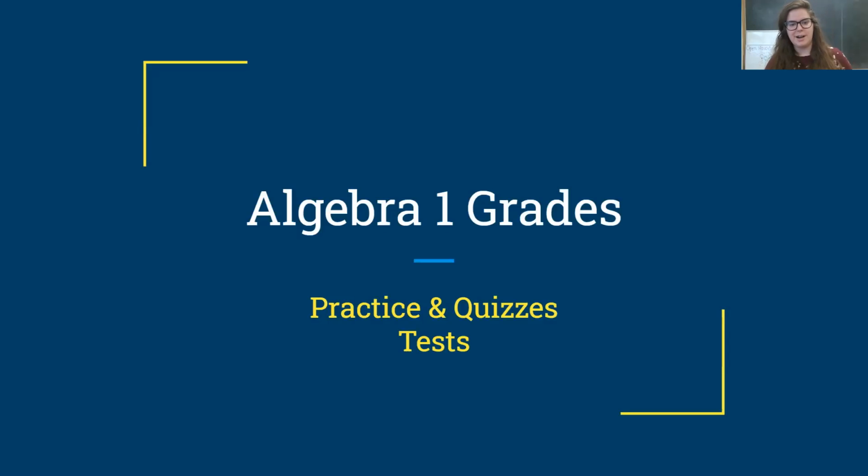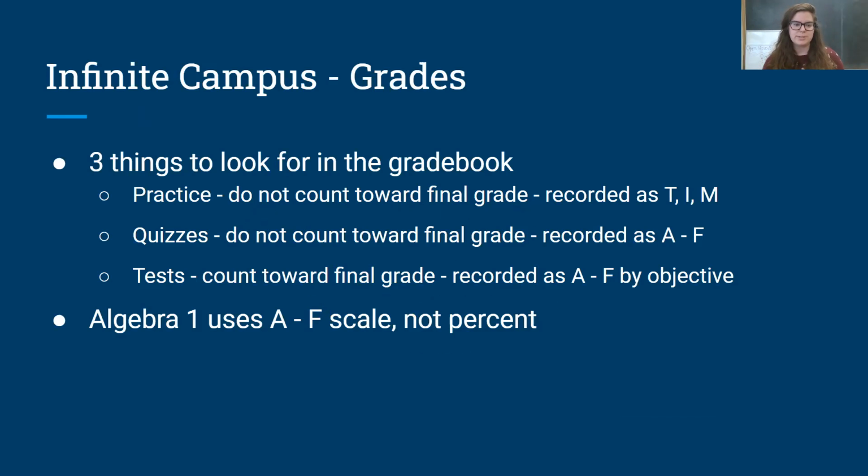So then how are we graded? There's 3 things that students should be looking for and that you could be looking for in the grade book. That is practice, quizzes, and tests. So practice, that's going to be mostly Delta Math, maybe a worksheet thrown in there. It does not count towards the final grade. I put it in the grade book to communicate with families and students if students are completing the work that they need to. In the grade book, I record it as turned in, incomplete, or missing. Turned in if the assignment is completely done. Incomplete if the assignment is more than half done but not finished. And then missing if the assignment is less than half done.